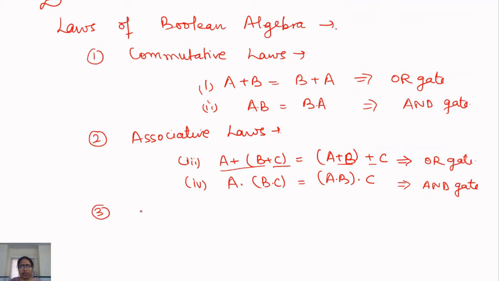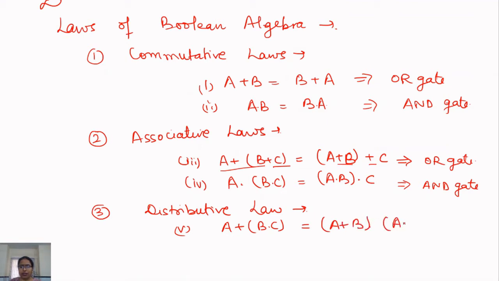And the third one is the distributive law. The distributive law states that A plus B dot C is equal to A plus B into A plus C, and the sixth one is A dot B plus C is equal to A dot B plus A dot C. So this is the distributive law. It can be written like this.